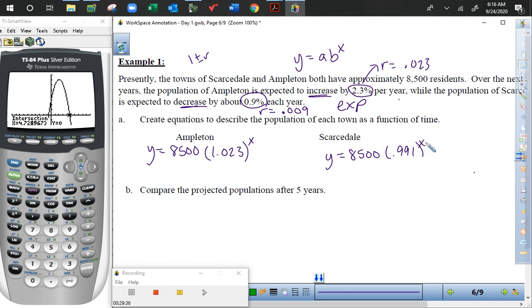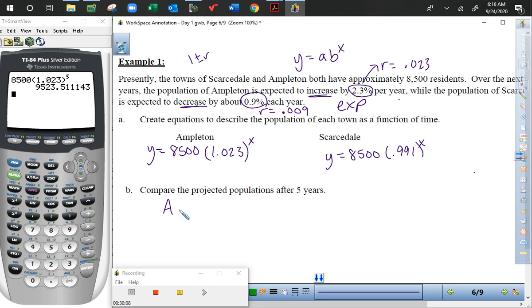We are going to use our calculator in the next one. It says compare the projected populations after 5 years. So here was our initial value. 5 years later just means we plug in 5 for x in our equation above. So let me get out of my graph here and just type that in. 8,500, 1.023, and I'm raising it to the 5th power.